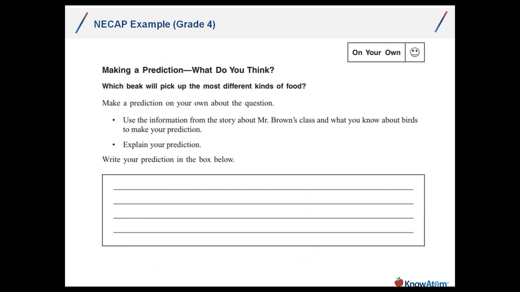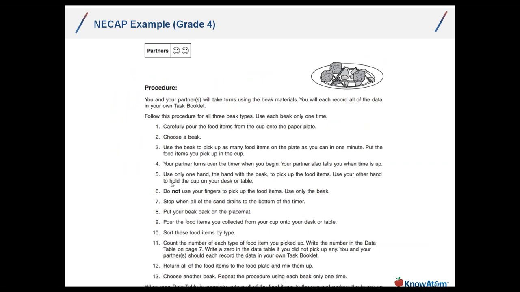So what do you think? Which beak will pick up the most different kinds of food? Make a prediction and write it in the box below. And they're given pointers in terms of what needs to be part of that prediction. Right away, you see how there was a scenario that now a student is being asked to form a hypothesis about. Now they don't have to create their own procedure in this case. This is a fourth grade assessment, by the way. But there is a procedure that they're going to have to follow.